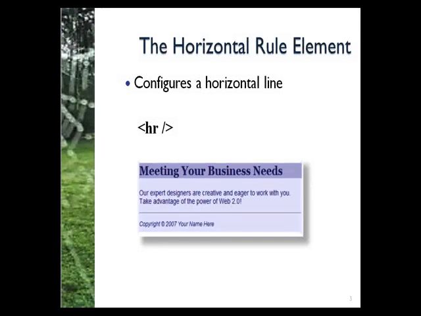The first element we're going to look at is the horizontal rule. This is the easiest element to do anything with because it is a visual element. It's one of the very few elements that is in itself a visual element. If you look at the picture that we have here, you see the line going across the page underneath the text. That is a horizontal rule. What it does is it creates visual separation between different sections of a page.